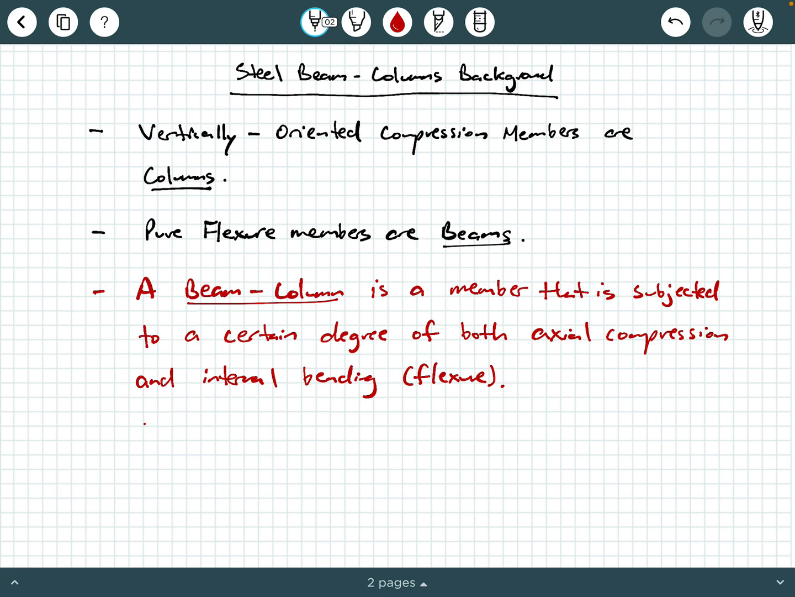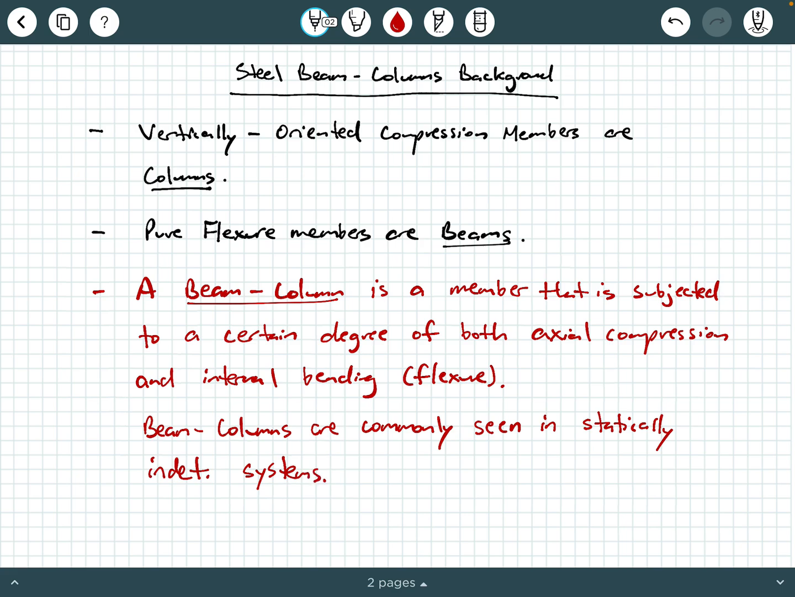So beam columns are commonly seen in statically indeterminate systems. That's the basic definition of a beam column.